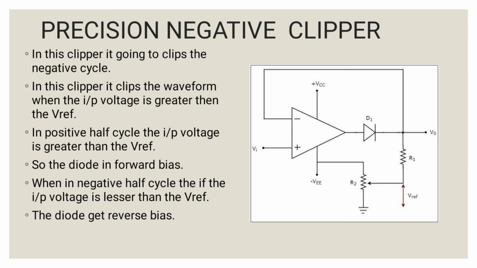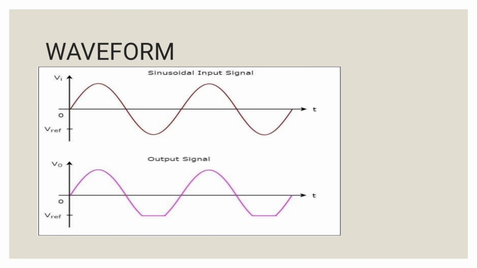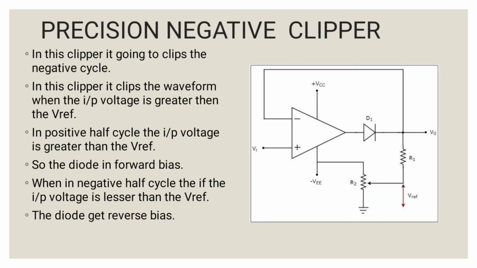If we apply the sine wave to the negative precision clipper circuit, in the positive half cycle, the input value is greater than the reference value, so the diode conducts because the diode is in the forward bias condition. So the diode's position is also changed like this. So we can get the output waveform like this.